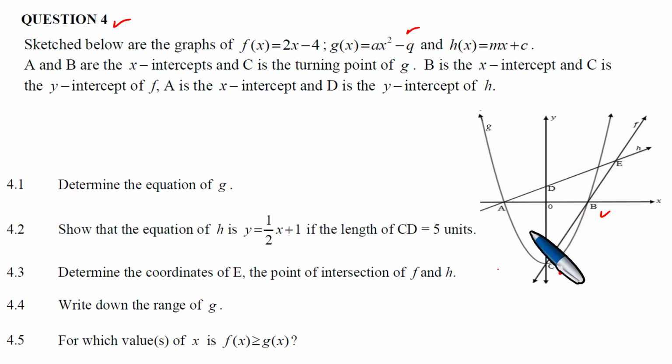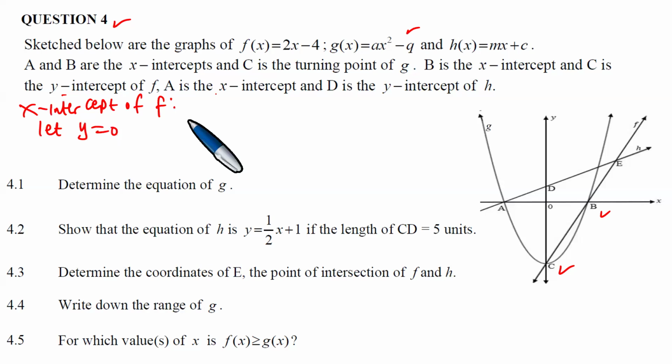G is this one. How do you find the equation of g? G is the parabola, right? So how do you find the equation of the parabola? To find the equation of the parabola, there are a couple of things that you need to do. You need to find the coordinates of B, the x-intercept. If you find the x-intercept of f, how do you find the x? You let y be equal to 0.